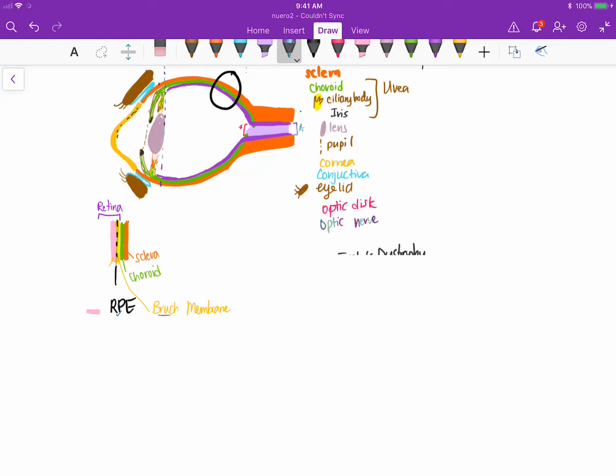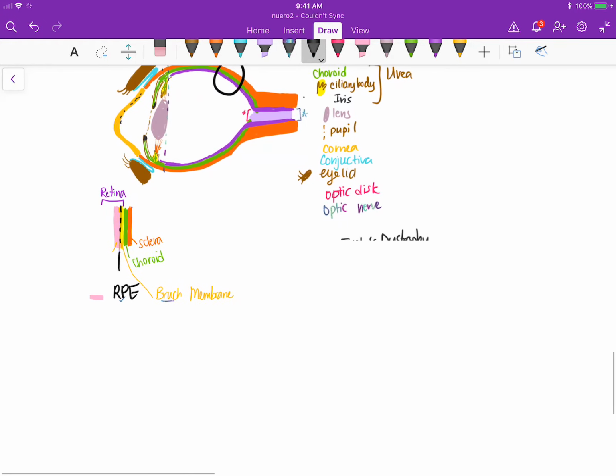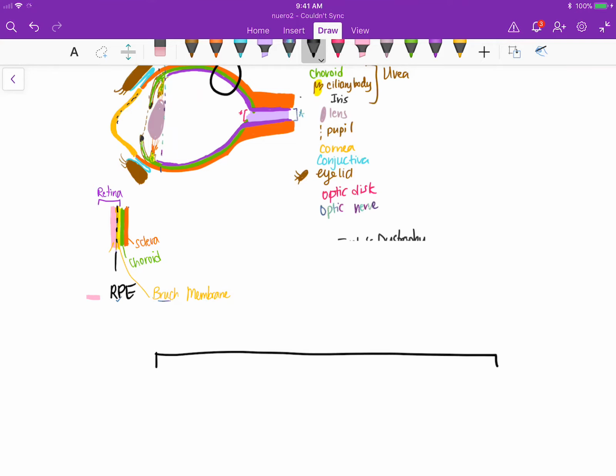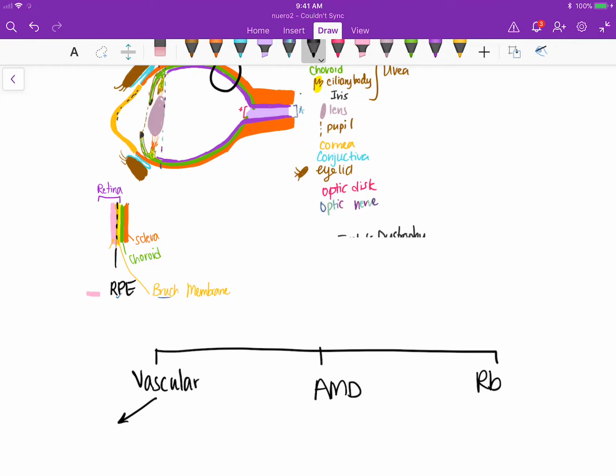So what are some common pathologies of the retina? First of all, you have ones that are vascular. Then you have, of course, age-related macular degeneration, and then retinoblastoma. For vascular, you have diabetes and hypertension. I'm going to abbreviate it as HTN.